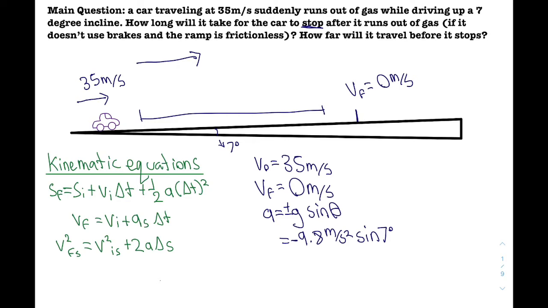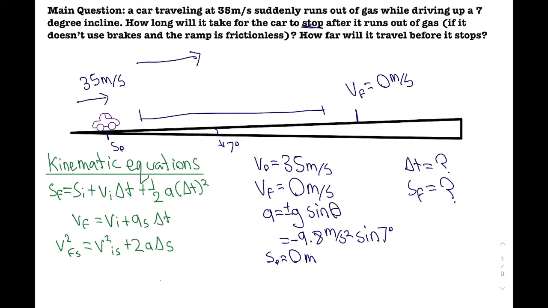So the two things we need to find are change in time, as well as final position when velocity is 0. We'll also define the position where the car runs out of gas as S0. So we have S0, the initial position, as 0.